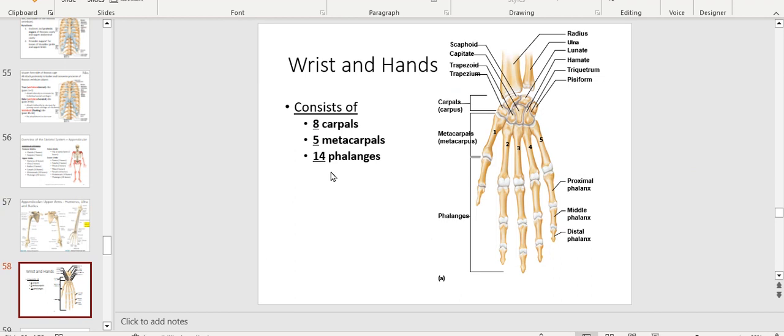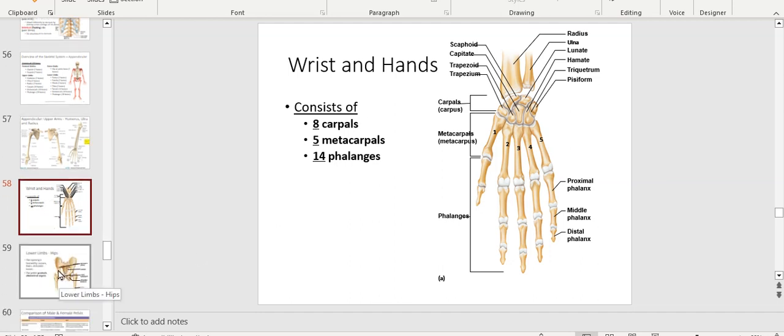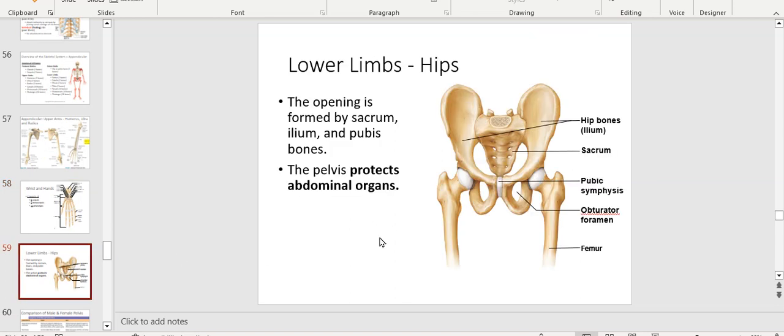Wrists and the hands here, we've got eight carpals, these little short bones, the wrist. You've got your metacarpals, the bones in the lower hand, and then you have the phalanges. This is only for one hand, so with both hands you'd have 16 carpals, 10 metacarpals, and 14 phalanges, or 28.